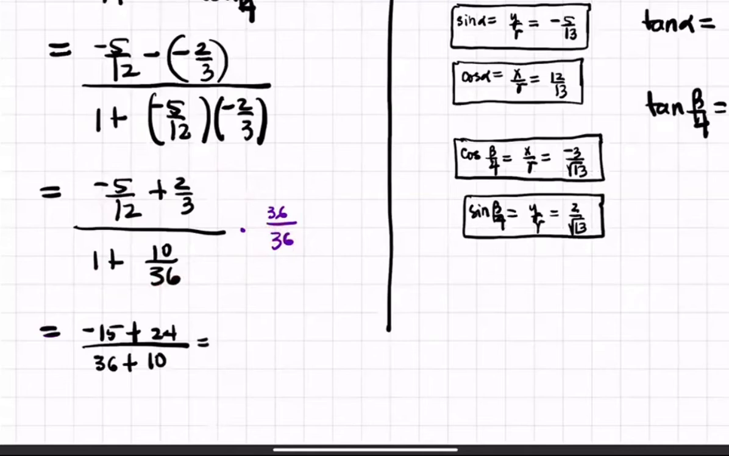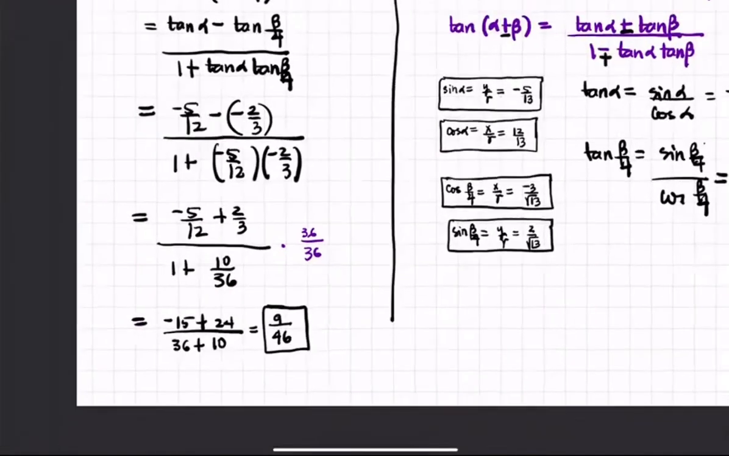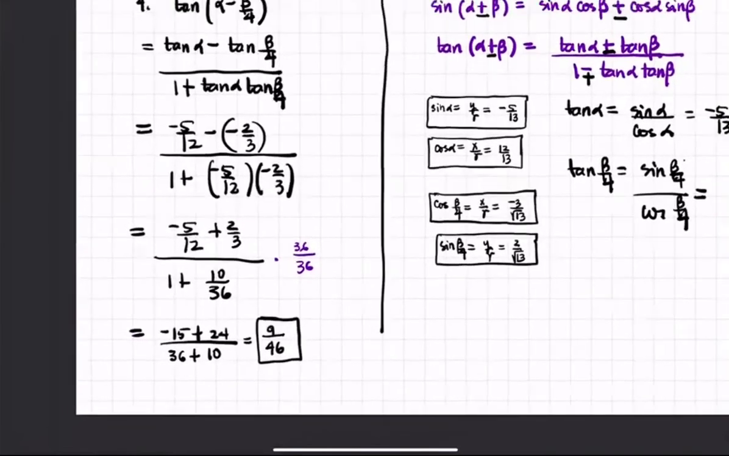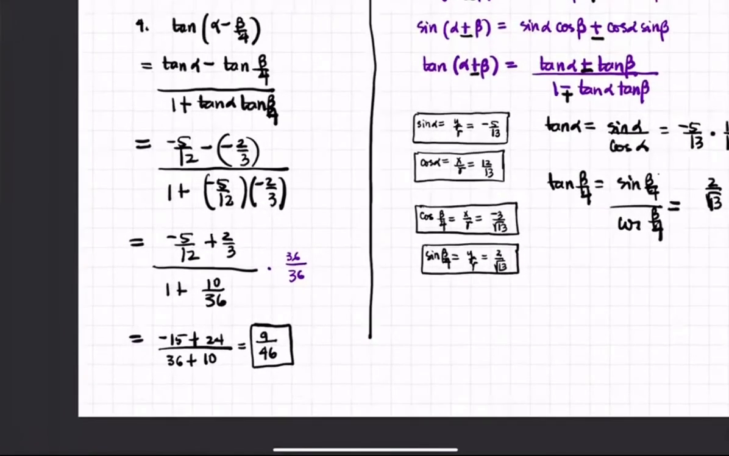Which is, ilan ito? 9/46. So, yan ang final answer. 9/46. Pa-check nga yung addition ko. Tama naman yung addition ko, no? So, that is for number 4.